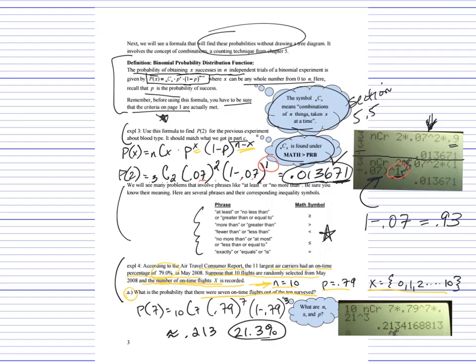So we're thinking about 7 successes, that's this bit of our formula, and 3 failures, that's that bit of the formula. And then you've got to arrange those 7 successes in the 10 flights. And that's what that 10 choose 7 does for us. If you do that, and I show my calculator screen here, you get about 0.213, which is 21.3% of samples of size 10 have 7 on-time flights.